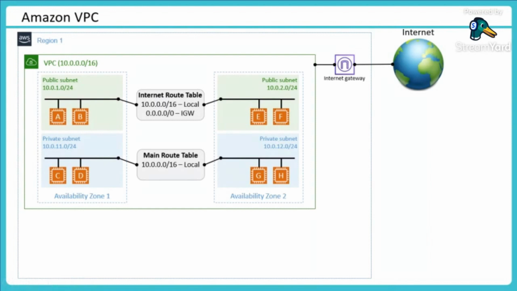Now, for my machines in private to go to the external world, I would need a NAT gateway, and that NAT gateway entry I would add into the main route table so that I can communicate to the outside world and get my application. So this is how we would create a network.